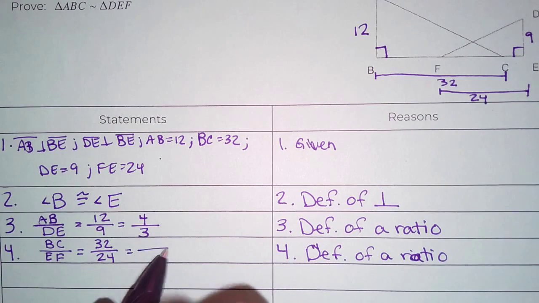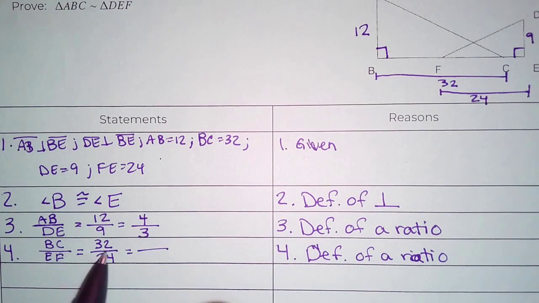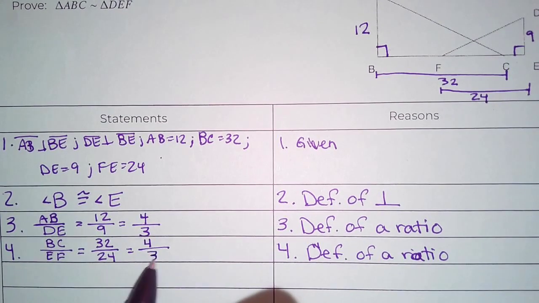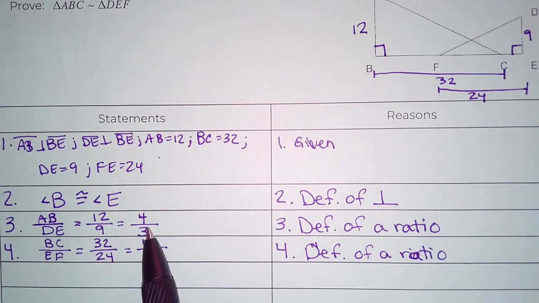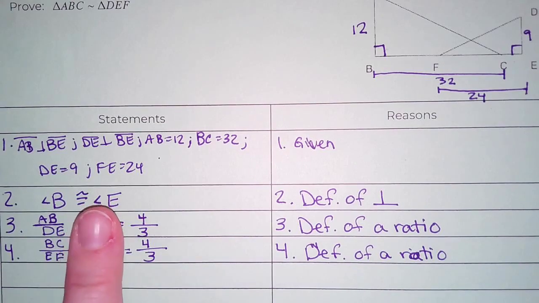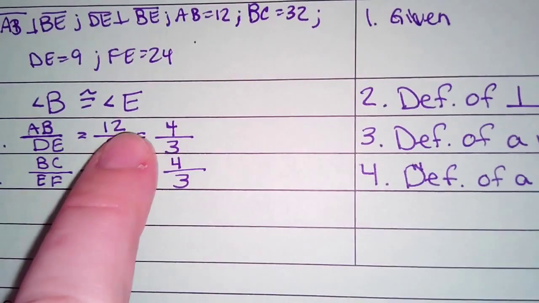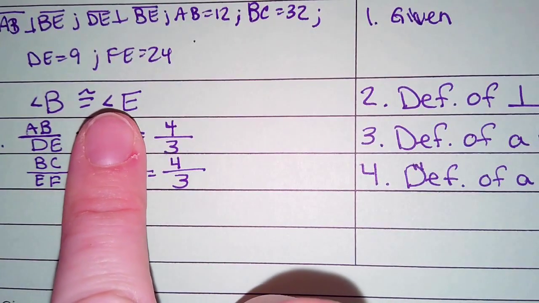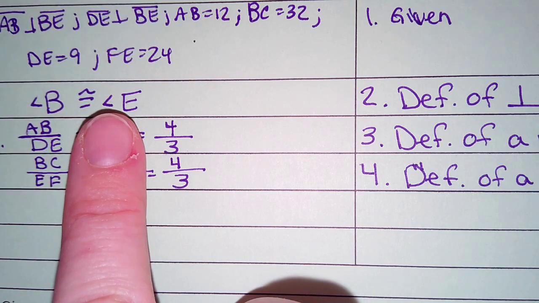Let's go ahead and simplify this fraction. 32 and 24 are both divisible by what number? 8. Okay, so 32 divided by 8 is 4. 24 divided by 8 is 3. All right, so both of these ratios equal 4/3. So I can kind of ignore this middle. If both of these ratios equal 4/3, then I can say that both of these sides equal each other, and that is saying that the ratios are proportional, which is what I wanted to prove.